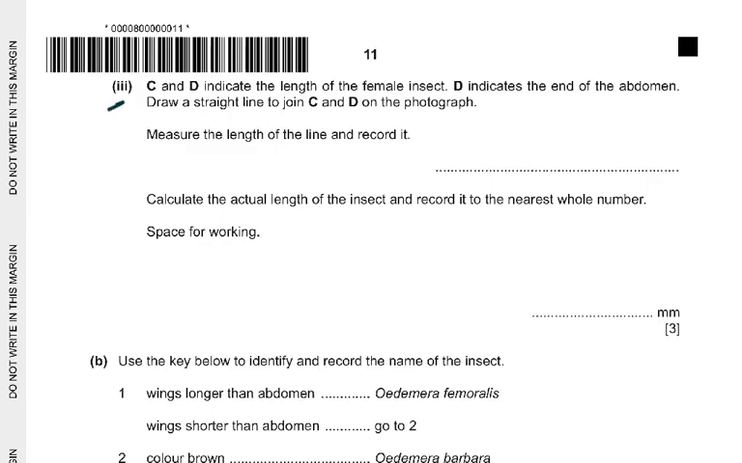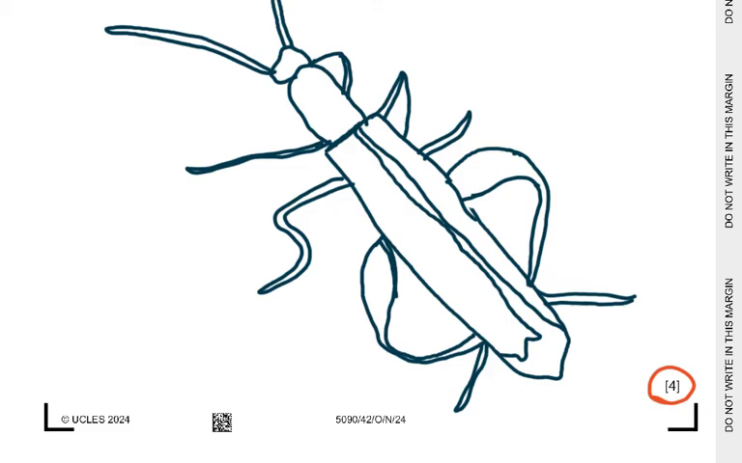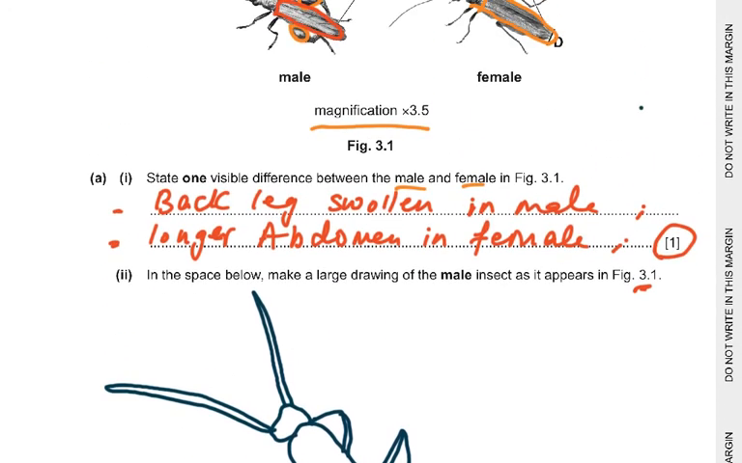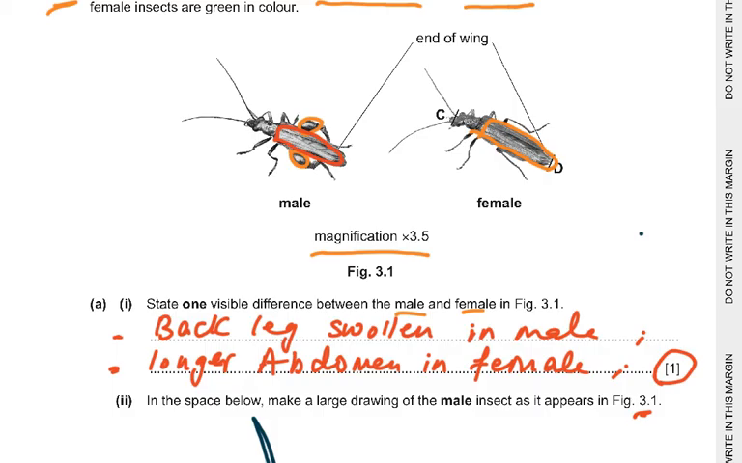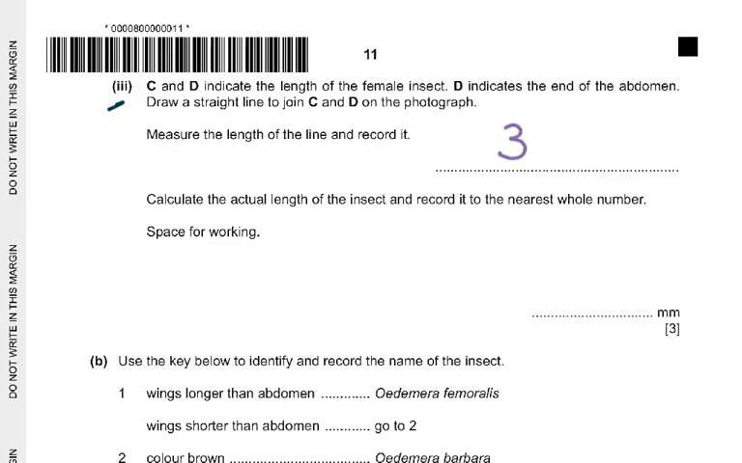Then coming to part 3 of the question, C and D indicate the length of the female insect. D indicates the end of the abdomen. Draw a straight line to join C and D on the photograph. Measure the length of the line and record it. So you had to measure this C and D, from here to here. So you measure this and you show me the line on the diagram. That's about 31 millimeters. It could be different.